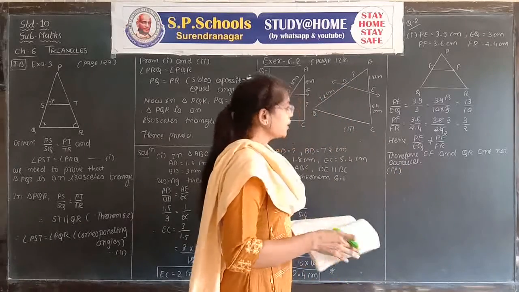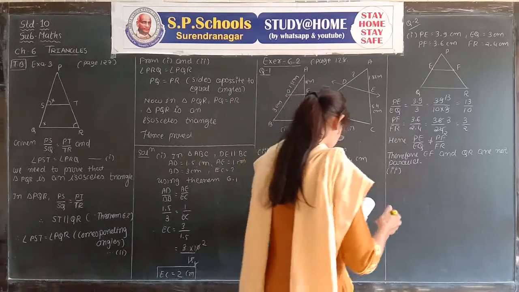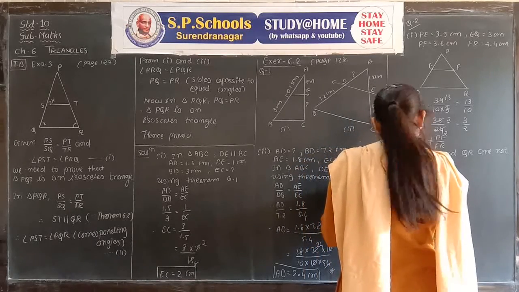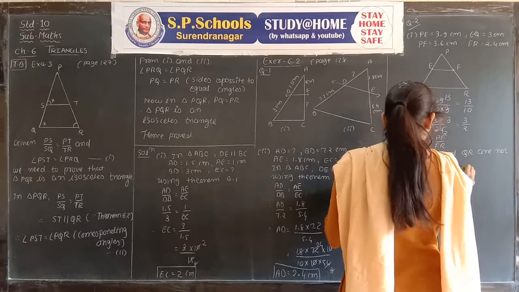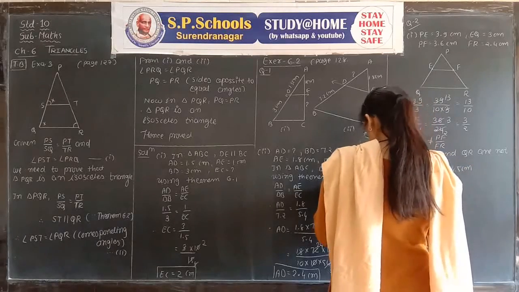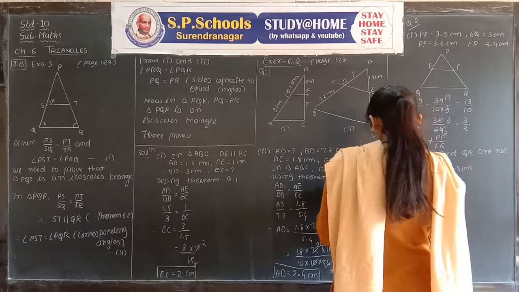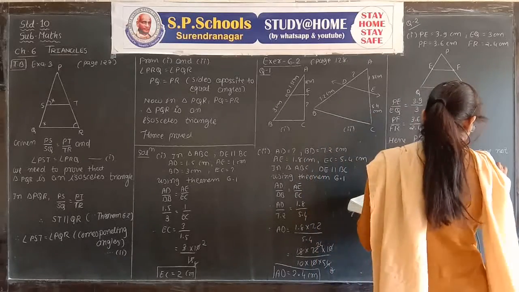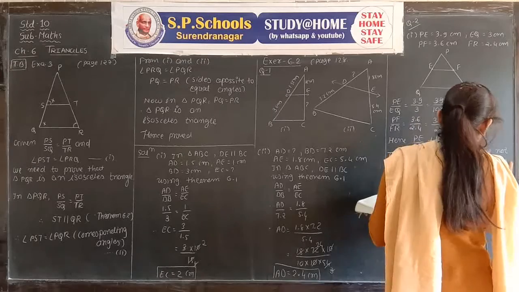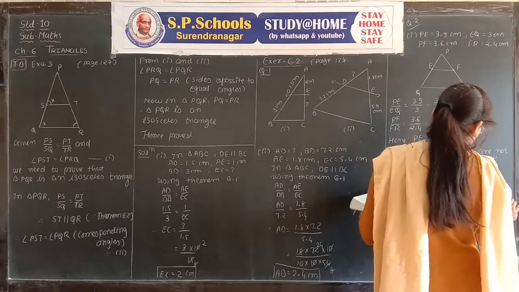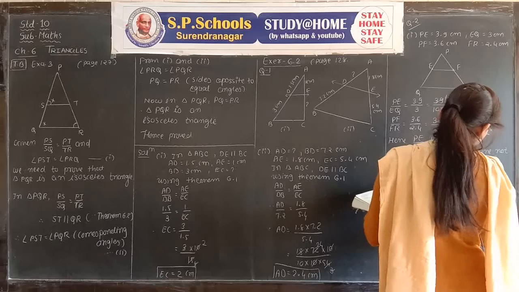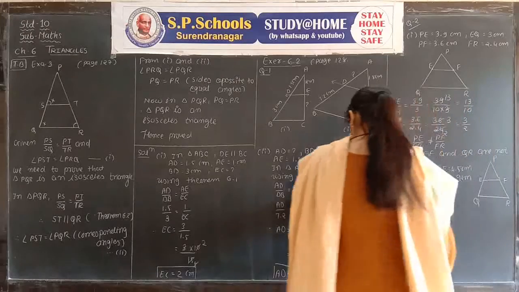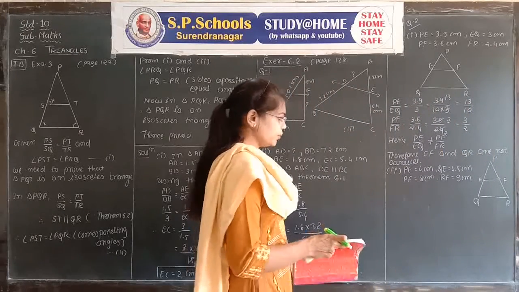Second number. In the second number, the figure will be the same. Given that PE is equal to 4 centimeter, QE is equal to 4.5 centimeter, PF is equal to 8 centimeter and RF is equal to 9 centimeter. There is no change in the figure. We need to find the ratio PE upon EQ first.